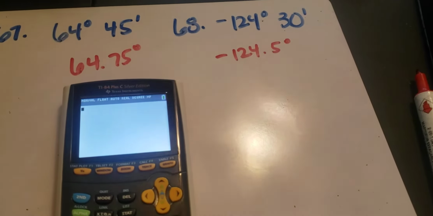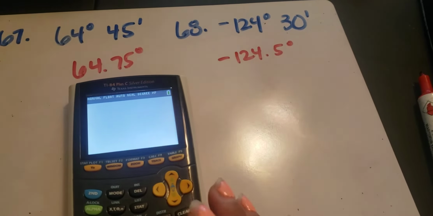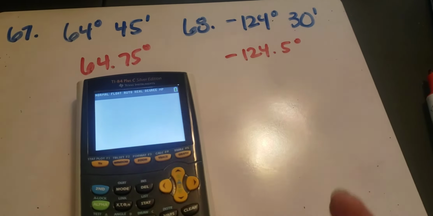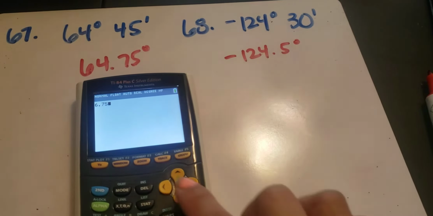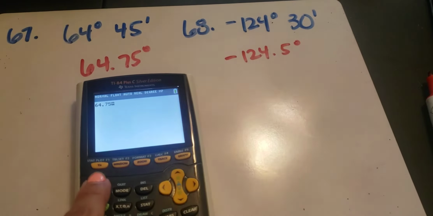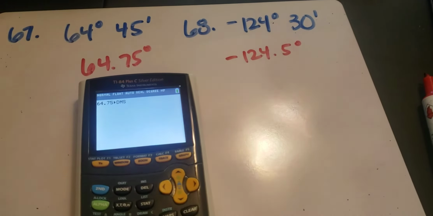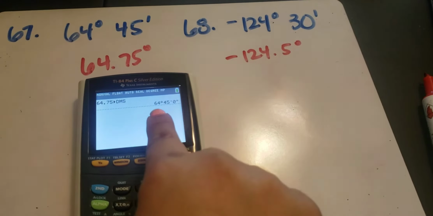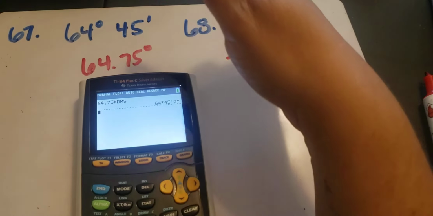Okay, guys, depending on what calculator you're using, the DMS button might be visible, but these were the two answers that we got. So I'm going to show you how to verify that you got the correct answer. So if you put 64.75, and then you press second angle, and then go down to number 4 and press enter, and then enter again, you'll notice it gives you 64 degrees, 45 minutes, and 0 seconds, which is what we got. And it's just a kind of way to verify.